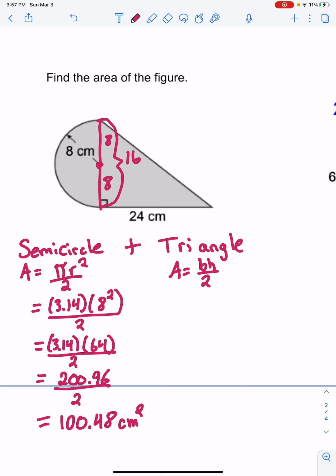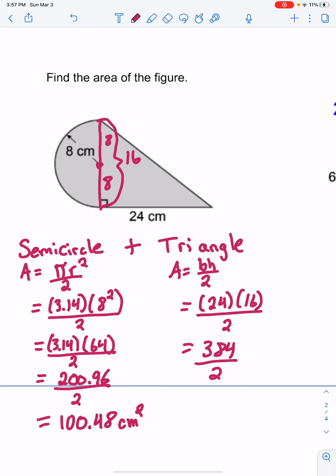So when we replace our values in our triangle formula, we're going to do 24 times 16 divided by 2. 24 times 16 is 384. 384 divided by 2 is 192 centimeters squared for the area of our triangle.